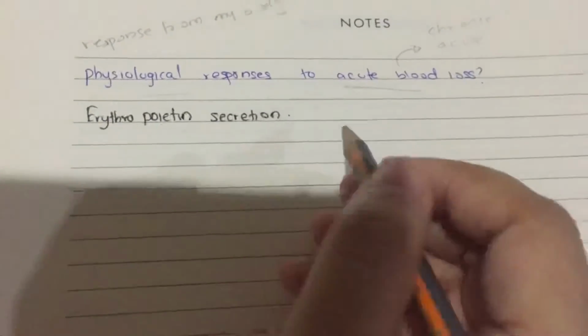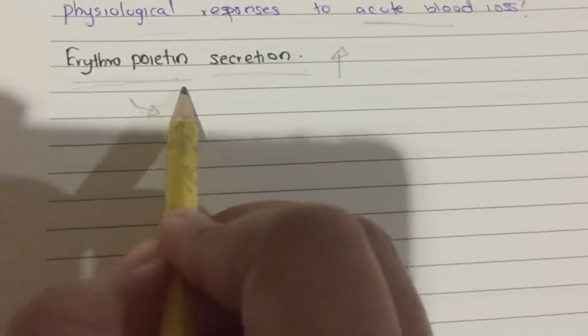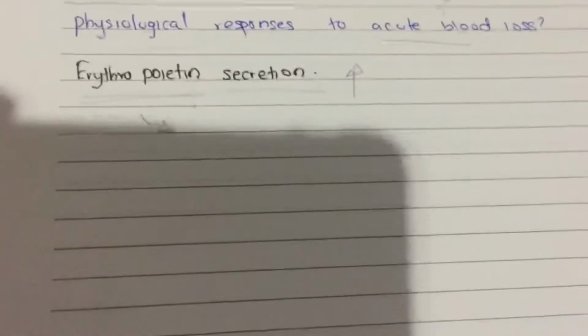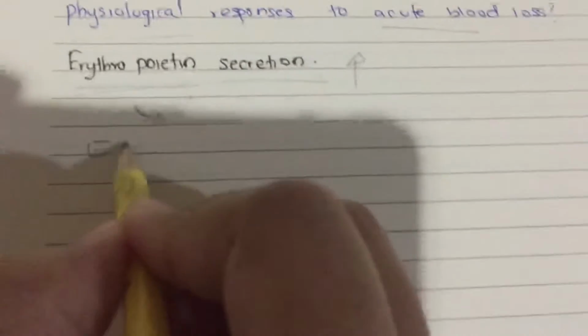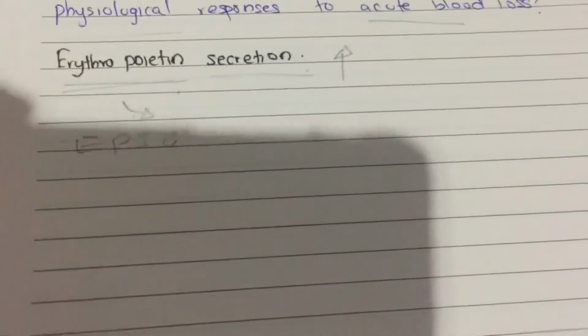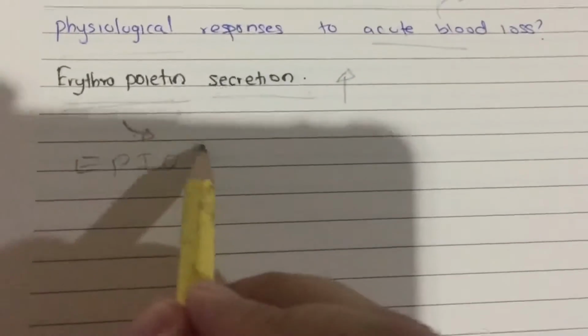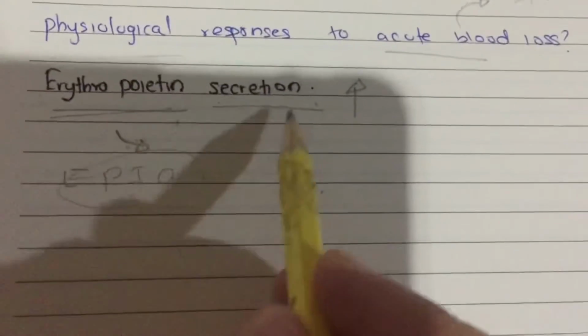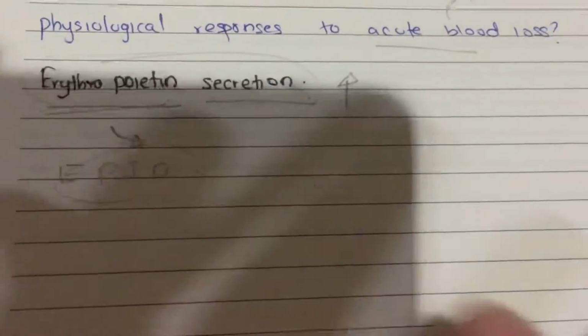Let's see what erythropoietin is. The abbreviation is EPO. As you all know, kidney patients are normally injected with EPO. It's a hormone that is present in your kidney, and it increases erythropoiesis, the RBC production, which mostly occurs in chronic blood loss. So now you understand what erythropoietin and its secretion are.